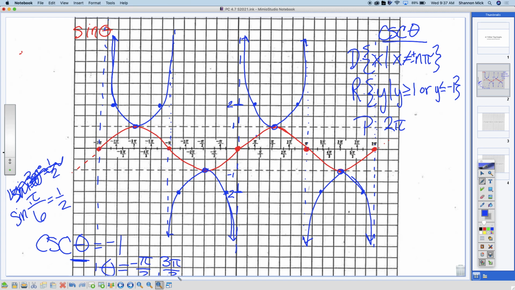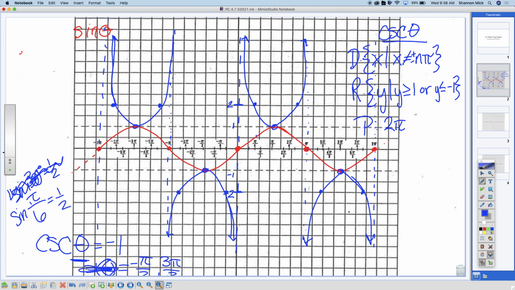Okay, and it says use your graph. Could I also do this with just my triangles? Could I answer these questions with just my triangles? Yes. Should I say theta equals negative pi over 2, 3 pi over 2? No, that's theta.